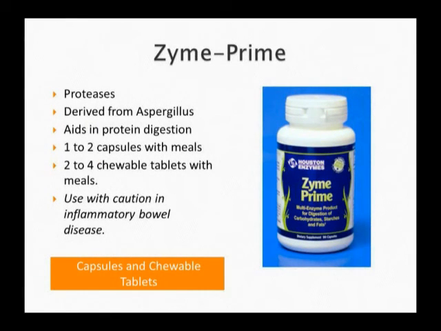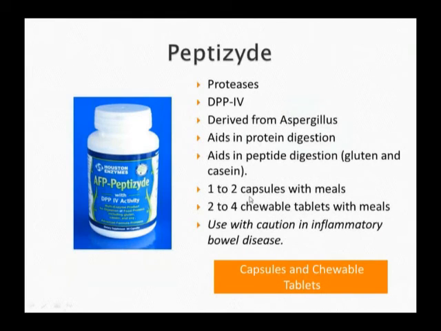Sometimes parents will also use digestive enzymes like Zyme-Prime. Houston Enzymes is a nice company. They make a number of different digestive enzymes. This particular one called Zyme-Prime is very useful for protein digestion and also can help with carbohydrate and fat digestion as well. And then the other one is more Peptizide. Peptizide is really more specific for the breakdown of gluten and casein that is often used for kids on the spectrum.